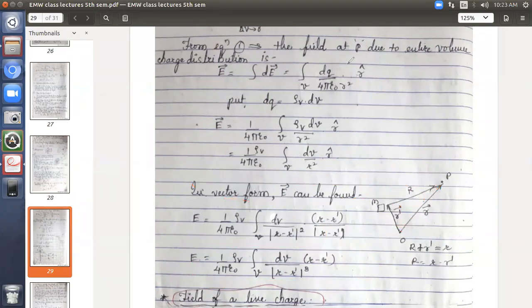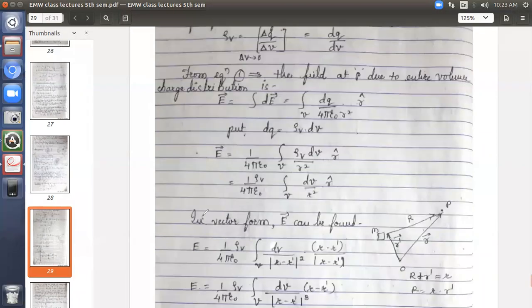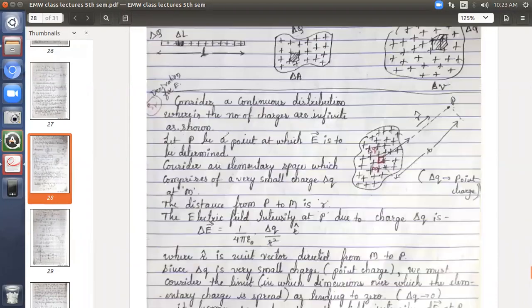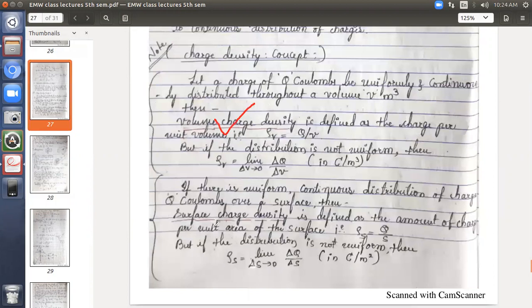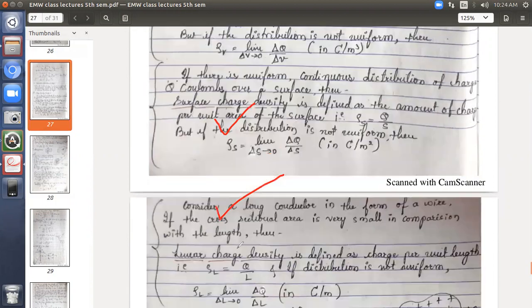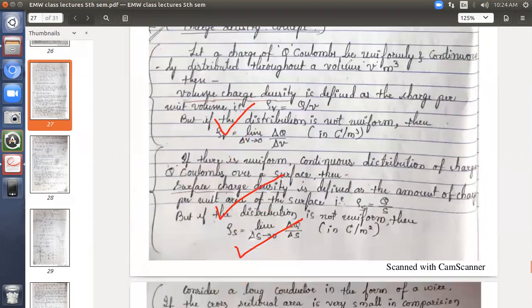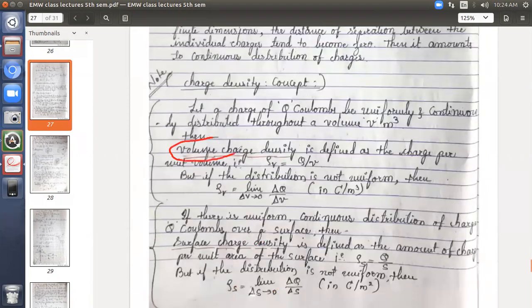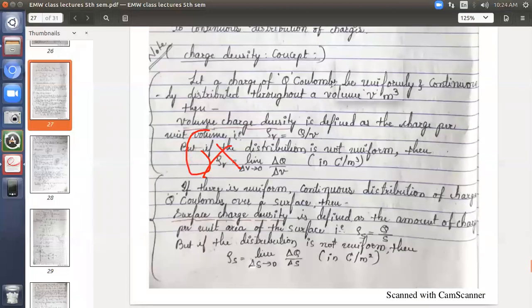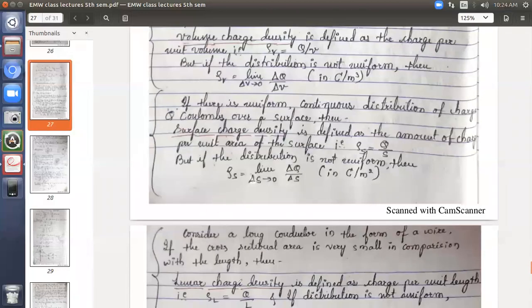So today we are going to discuss the field of a line charge. How many charge densities have we considered? We have seen there are three. One is volume, the other one is surface, the third one is line. In the previous class, we saw the field due to the volume charge distribution, in terms of rho V, we got E. That is over. The next two concepts deal with line charge and surface charge.